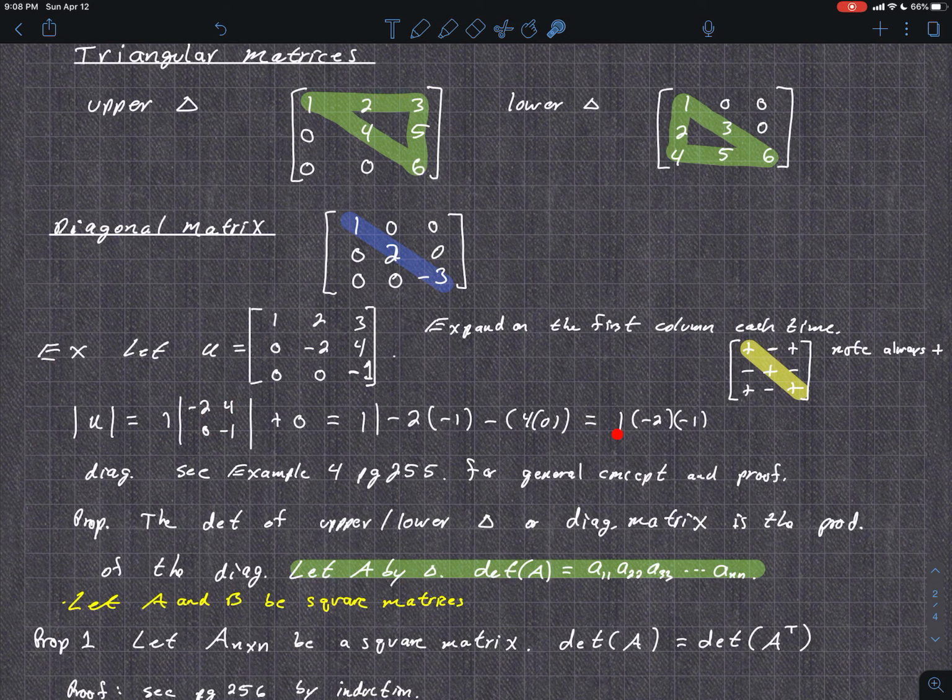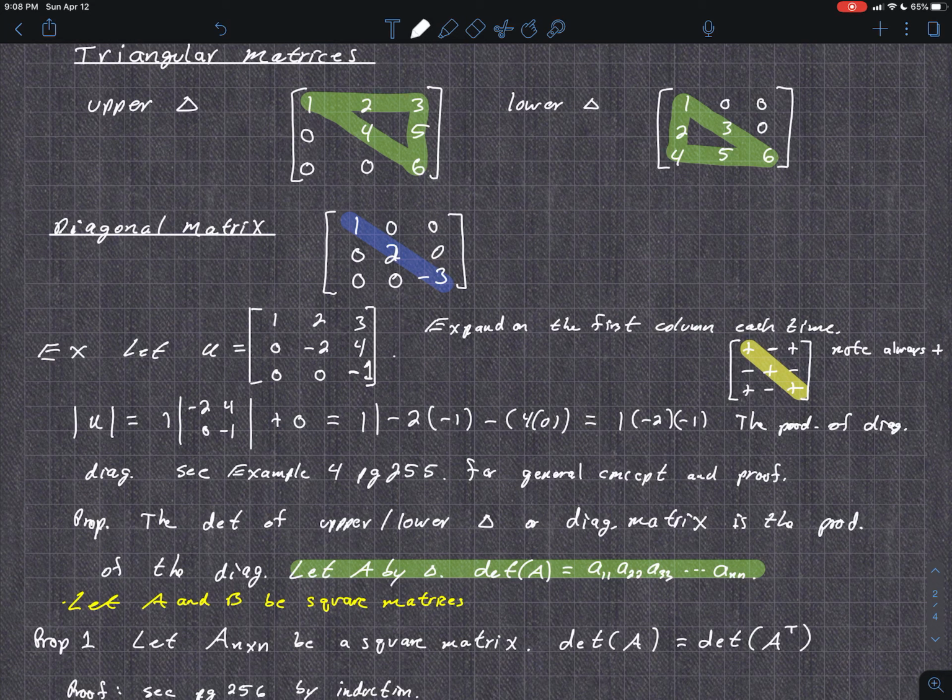And if you simplify it, you get 1 times -2 times -1. Now that actually is the product of the diagonals, like that. Basically everything else zeroes out. So that is a property, actually. That's not a fluke. So what you get is the product of the diagonals.